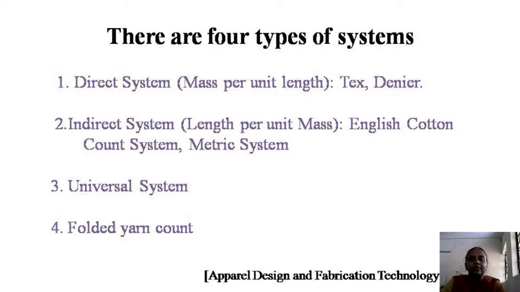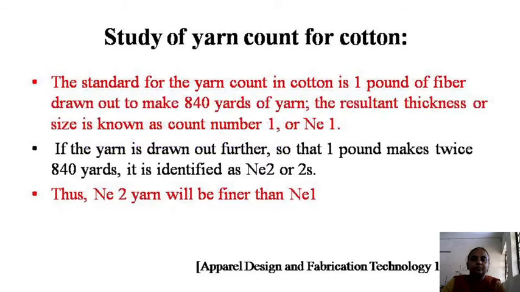Again, in the direct system, they are mass per unit length, tex and denier. Indirect system, length per unit mass: English cotton count system and metric count. Universal, tex is the universal system, as you know earlier. And the last one is the folded yarn count. It is not used because it is very difficult to find out.